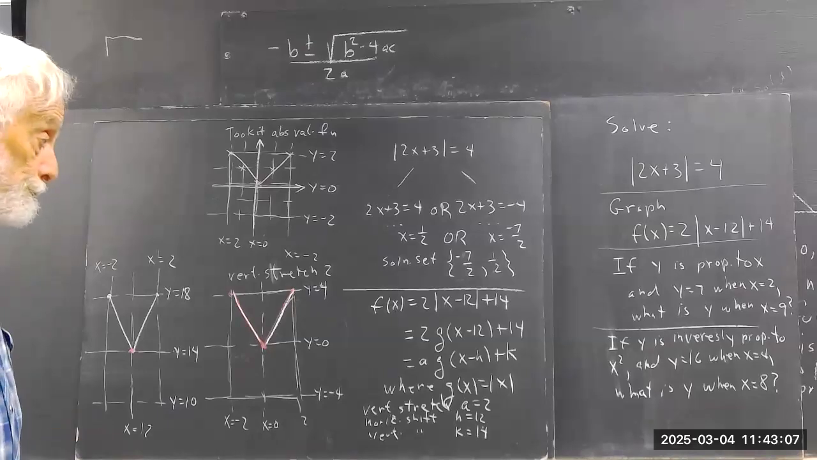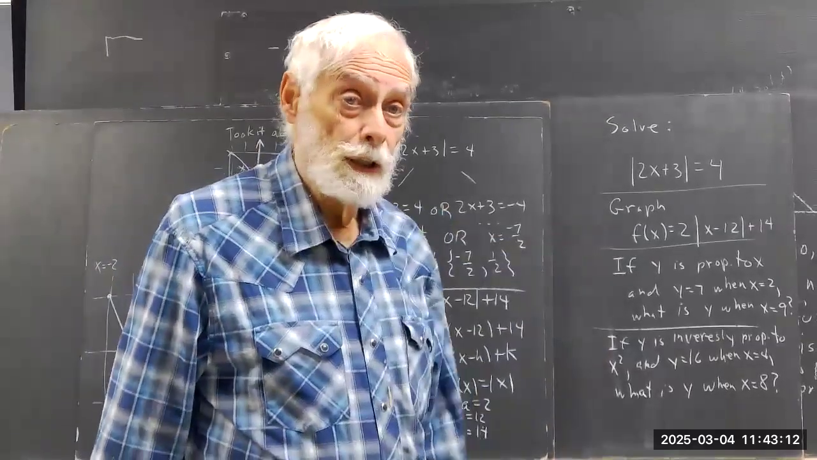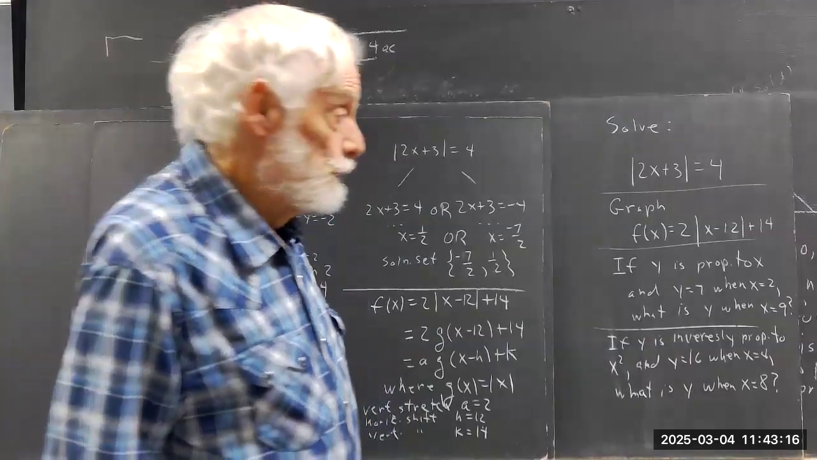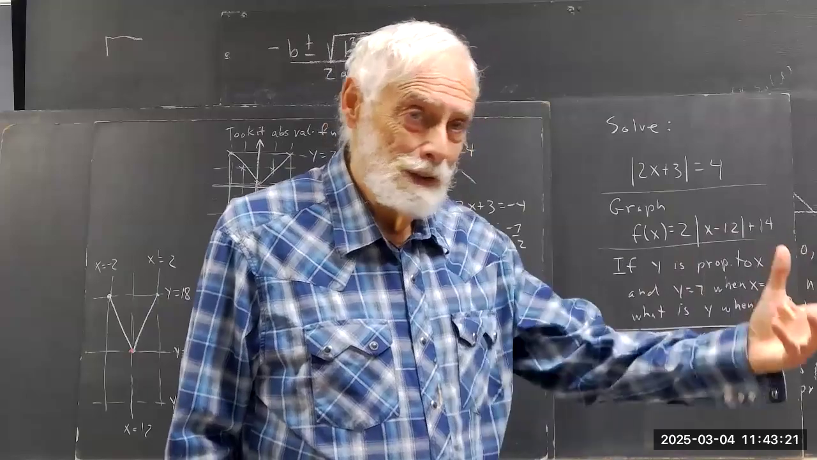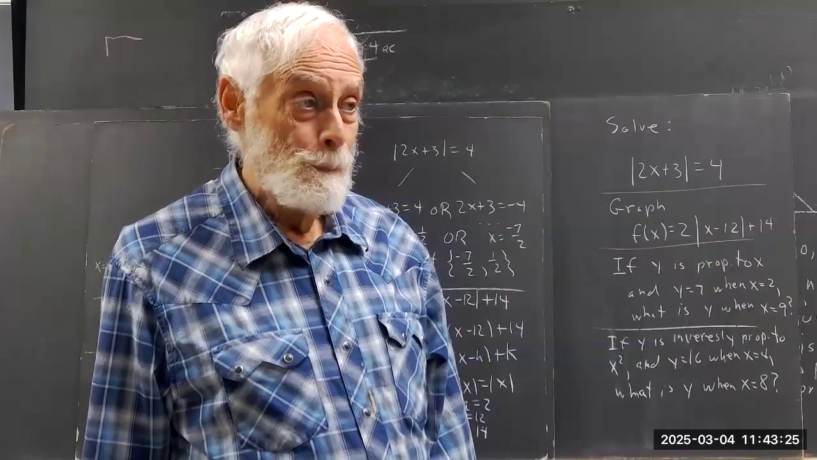So there we have it. That's how you graph this thing. You don't make a table. If you do make a table and center the table at 1214, I'd probably give you some credit, but I really want to see the transformations for full credit.